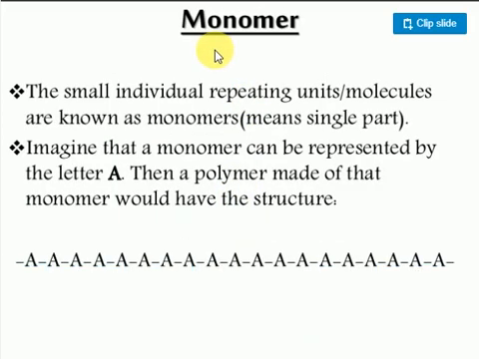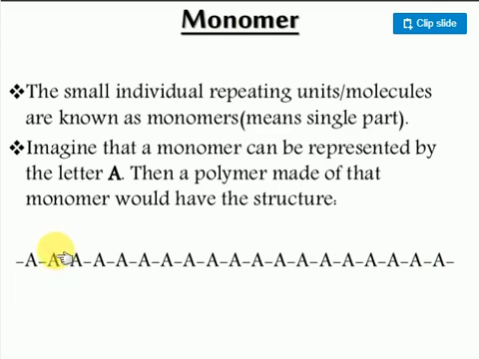Let's have some other definition: a monomer. What is a monomer? The smallest repeating unit present in a polymer is known as a monomer. I'm saying once again, the smallest repeating unit present in a polymer is known as a monomer only. Suppose you just imagine this is one polymer. In this polymer, what is the smallest repeating unit? One A molecule only.